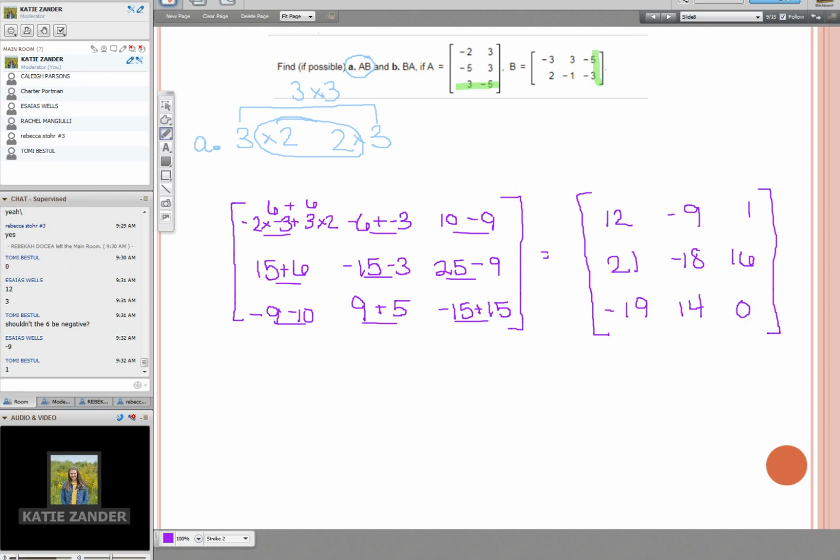I think we get a 0 as our end result there. Again, double check those values. I don't think I made any errors along the way after that first element. All right, any questions with how we got that resulting matrix?